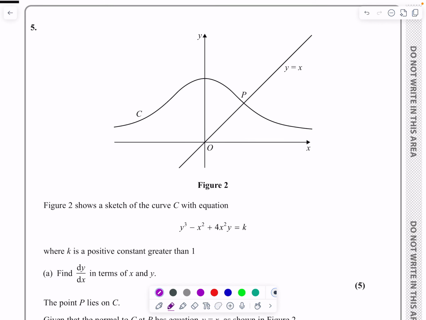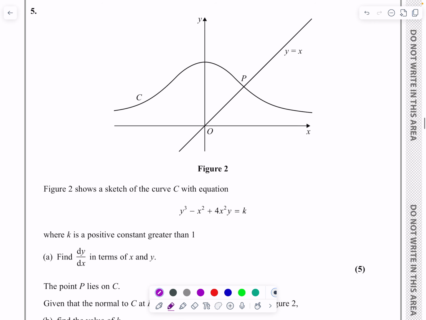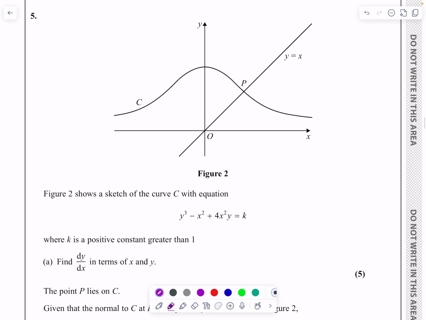Okay, this is the P4 paper from October 2023. It's question number 5, and this is an implicit differentiation question. We've got a curve C with the equation given by that function there. K is going to be a positive constant. I think I used that in part B.